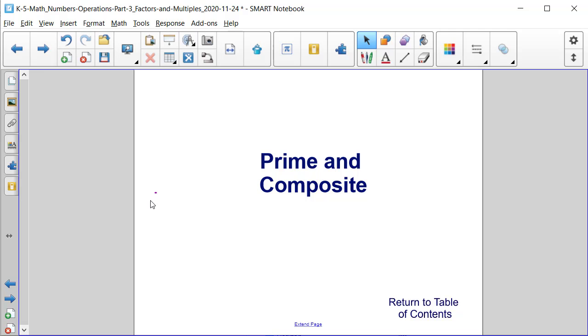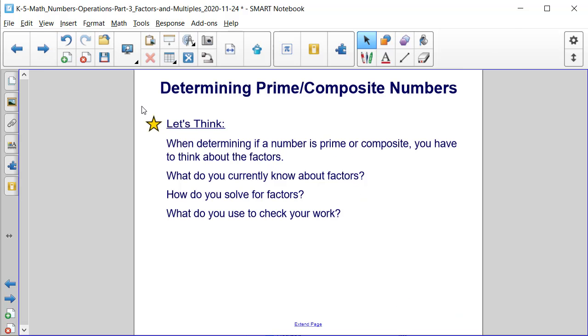Prime and composite. Determining whether numbers are prime or composite. Let's think about this. When determining if a number is prime or composite, you have to think about the factors.